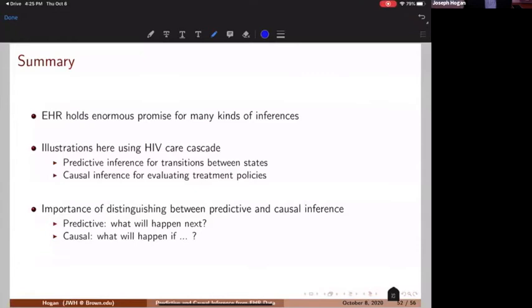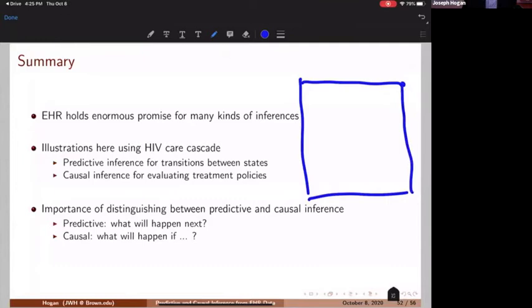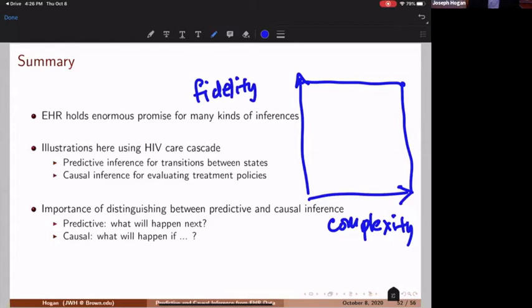And I guess I would say that on this modeling, there's a sort of cartoon that I thought I had a picture of, but I don't think I do. So you can make an axis for some of these models. Here's, say, the complexity of the model. And let's call this fidelity to the data. Statistical models have a lot of fidelity to the data, but are relatively not complex.